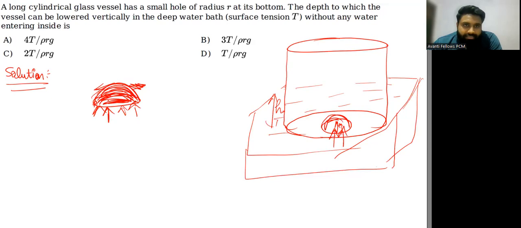Now, this is the case of a bubble which has one interface. Only this interface is there, on the other side is the liquid. Inside there is a liquid, but outside there is air.